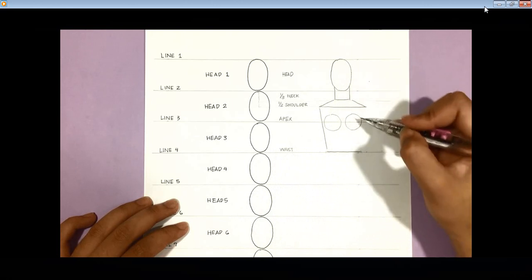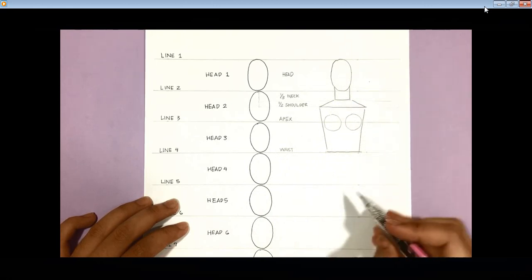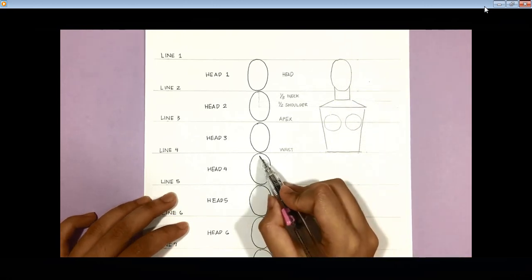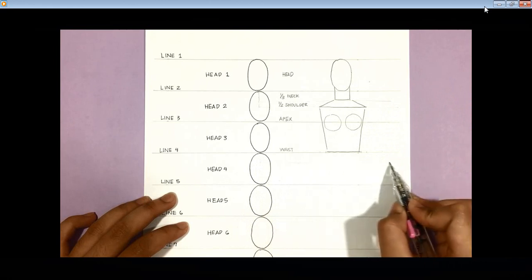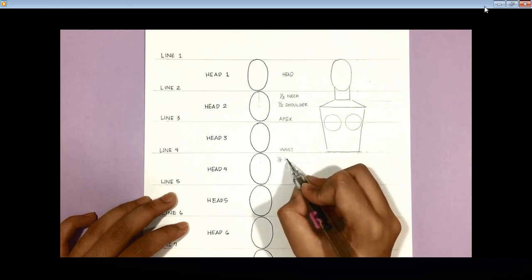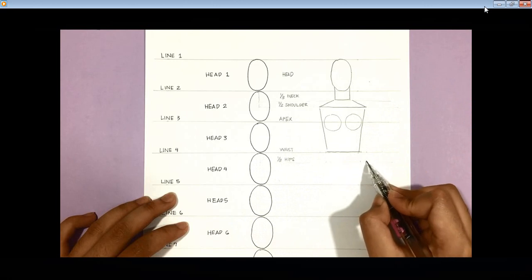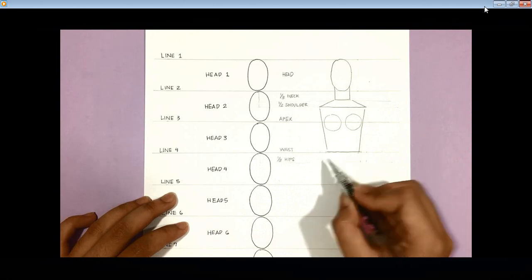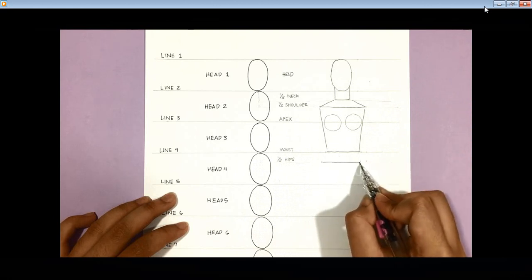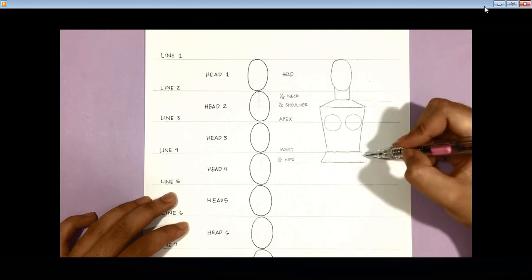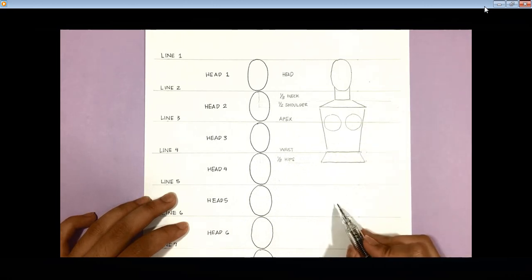But again, it can be as wide or as narrow as you want. Then a third of head 4 is for the high hip line. And as you saw me do before, I am connecting the previous line to this new line, and it creates a trapezium shape since the ideal hips are wider than the waist.